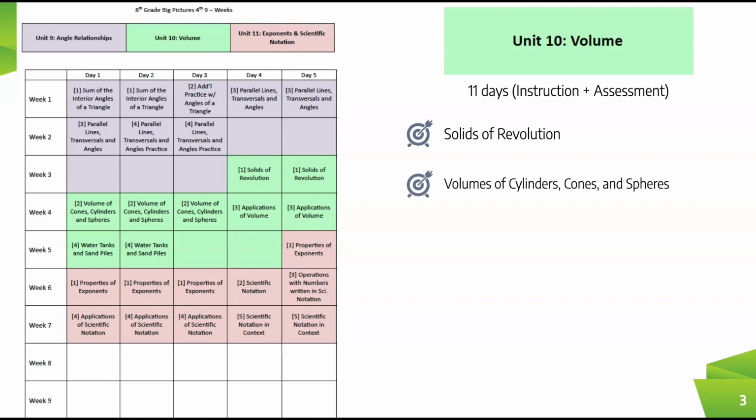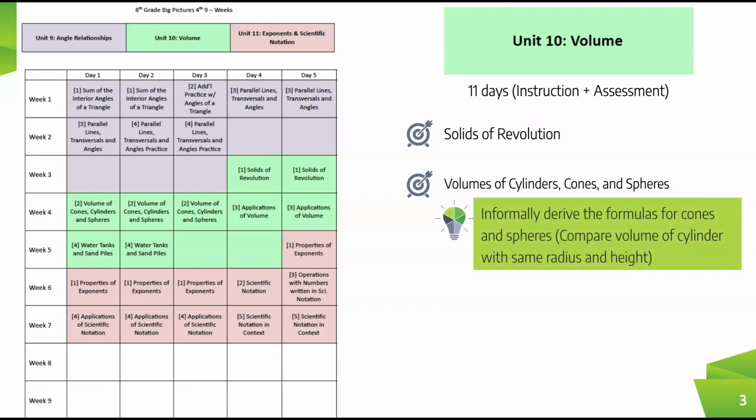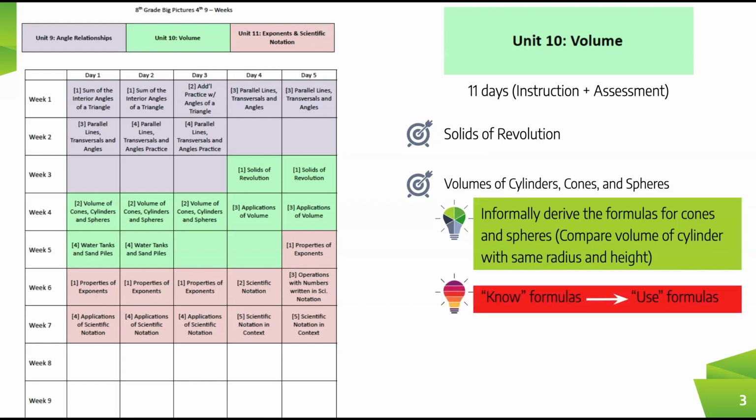We then move to a series of lessons on the volumes of cylinders, cones, and spheres. New to the 2019 Math 8 course of study is students are to informally derive the formulas for cones and spheres by comparing their volumes to a cylinder with the same radius and height. What has been removed from the course of study is knowing the formulas. Instead, we will be focusing on using the formulas.